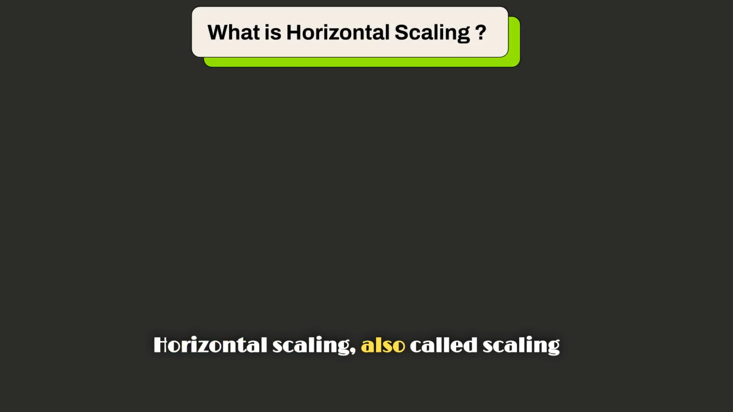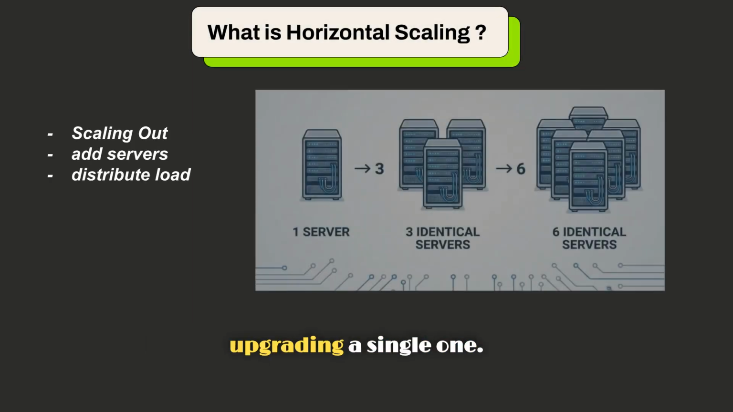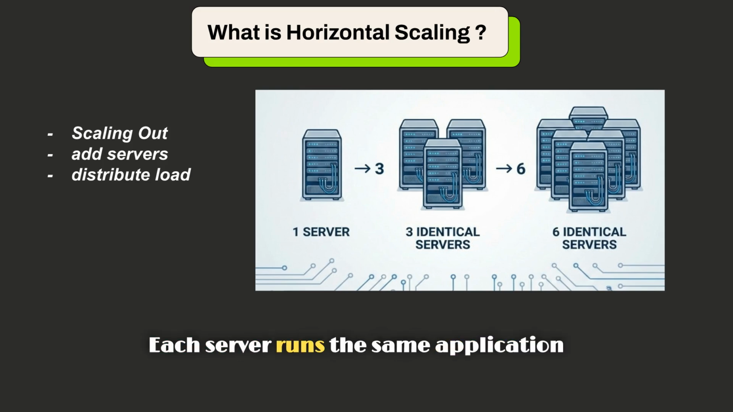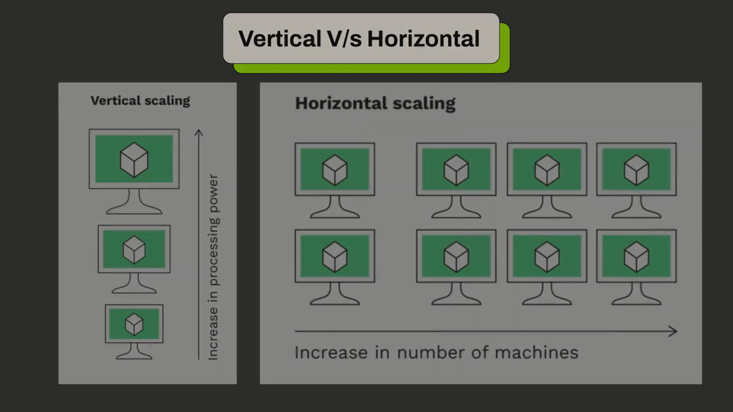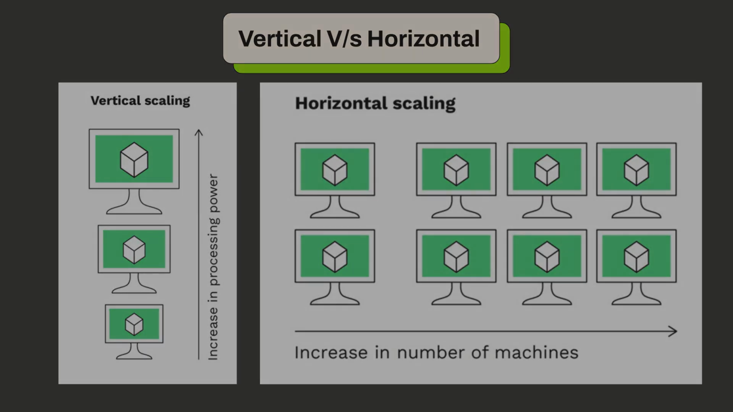Horizontal scaling, also called scaling out, means increasing capacity by adding more servers instead of upgrading a single one. Each server runs the same application and shares the workload based on the application needs. Vertical scaling upgrades a single machine with more CPU or memory, whereas horizontal scaling distributes load across many machines. Vertical scaling has hardware limits and single points of failure, while horizontal scaling supports elastic growth.